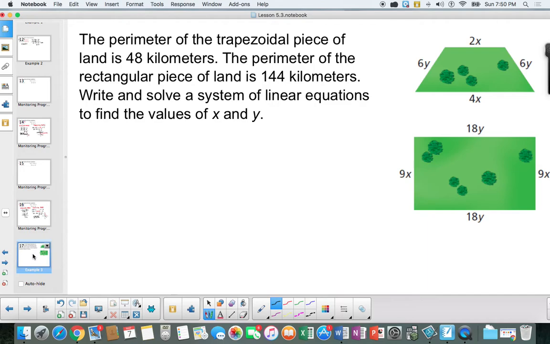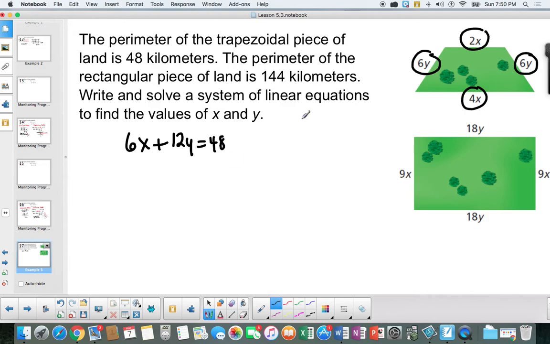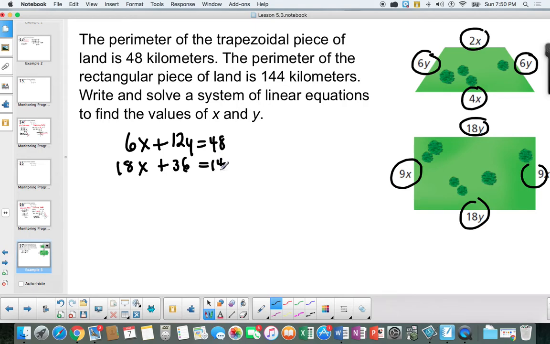Now here's an application. We have the perimeter of the trapezoidal piece of land is 48. So what I can do is add up all my x's here. So I know that this is 6x plus, and then I'm going to add these like terms here, 12y is equal to 48. Now the rectangular piece, its perimeter is 144. So I'm going to add the x's together, and that's going to be 18x, and I'm going to add the y's together, and that'll be plus 36y equals 144.